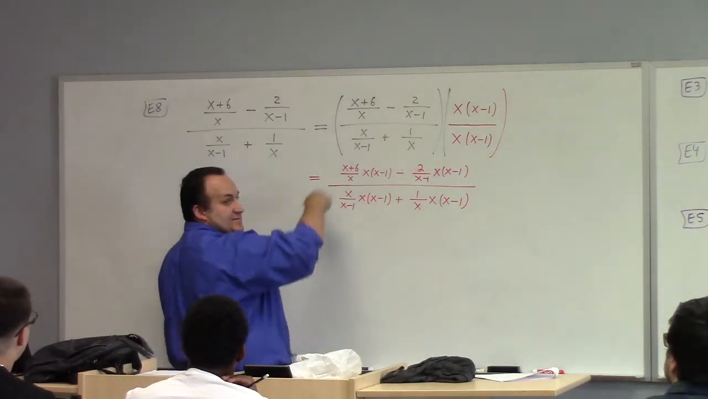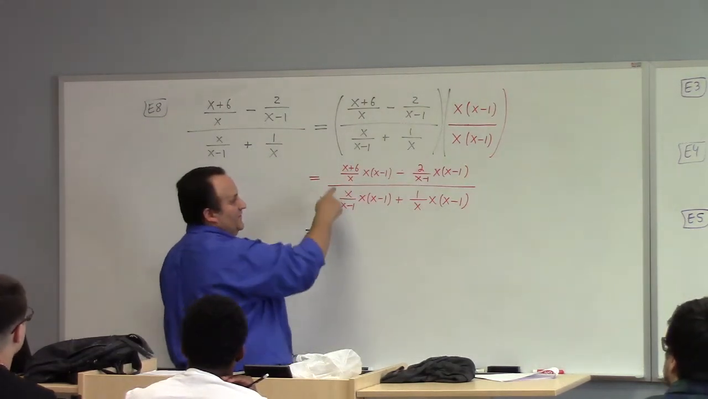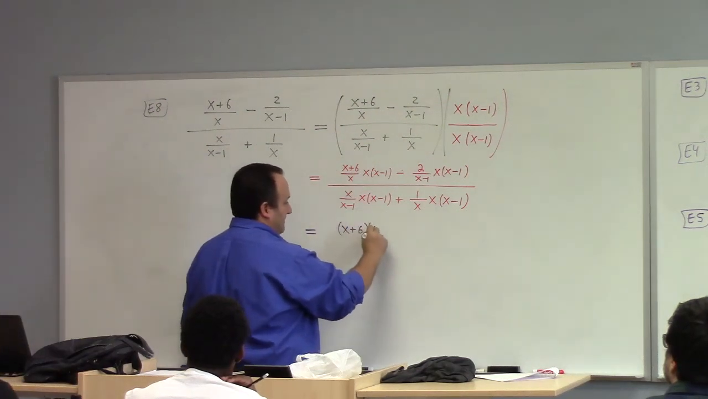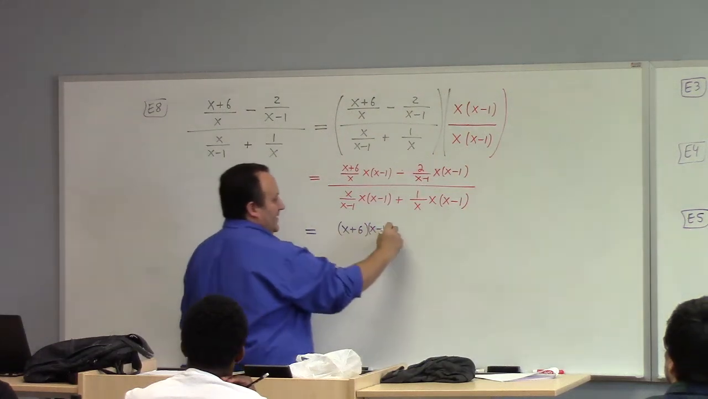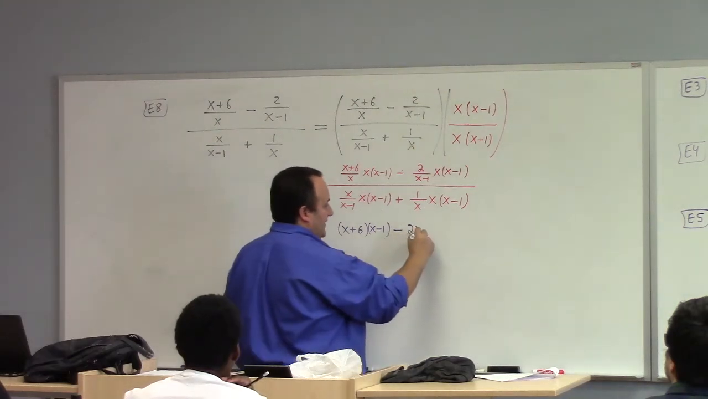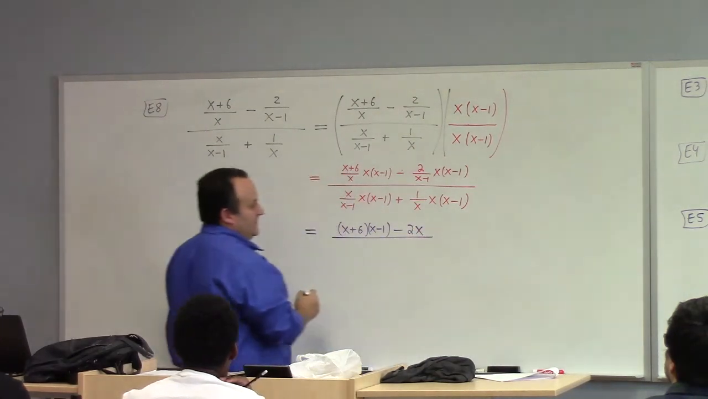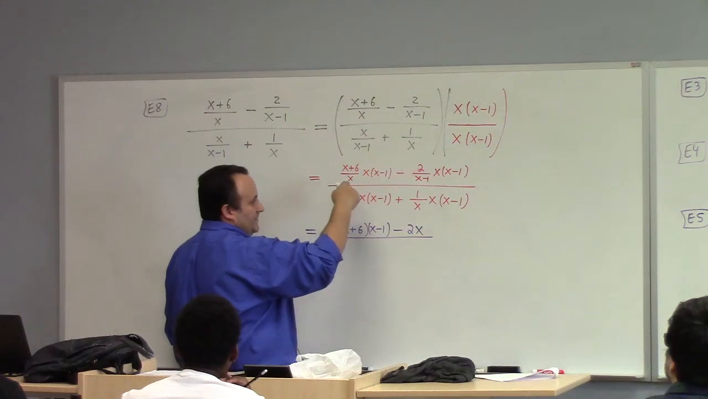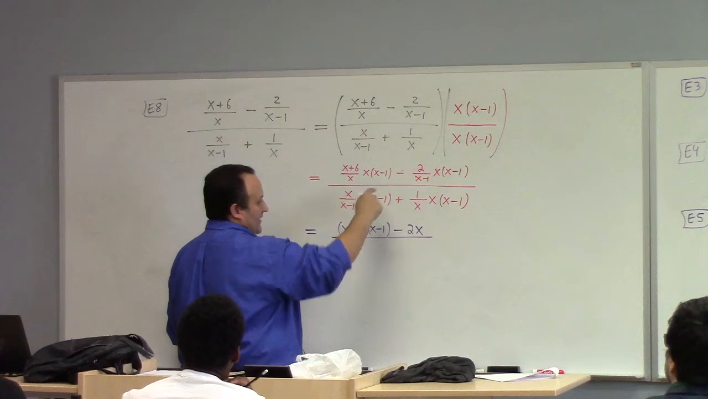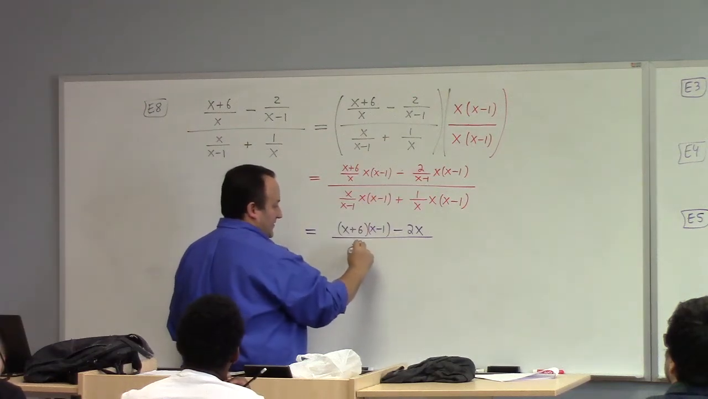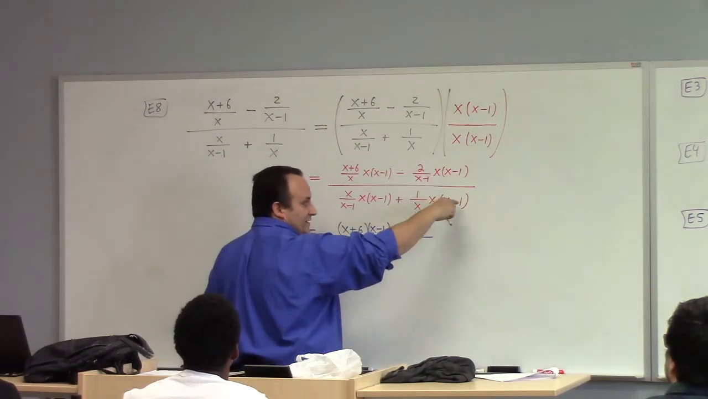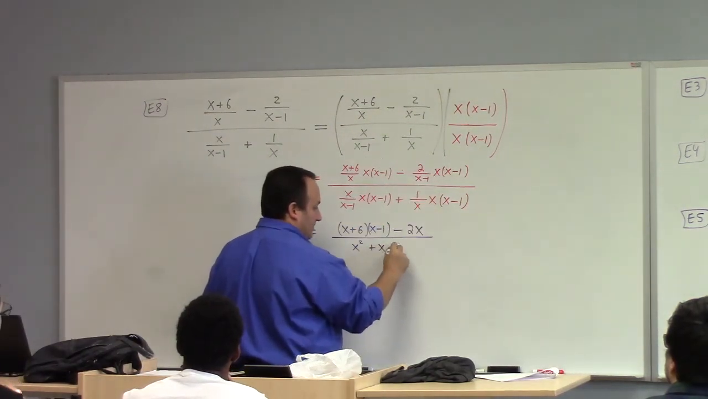So the x's cancel. The first thing gives me just x plus 6 times x minus 1. And then I have minus 2. The x minus 1's cancel on that one, and I'm just left with minus 2x there. Downstairs, this x minus 1 and the x minus 1 cancel on the first summand, and I got x times x, which is x squared, yeah? And then here the x's are canceling, and I'm just left with plus x minus 1.